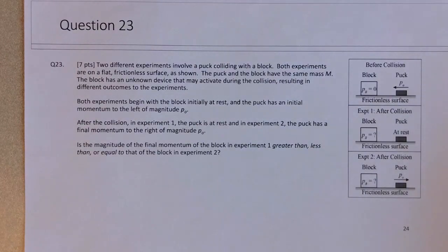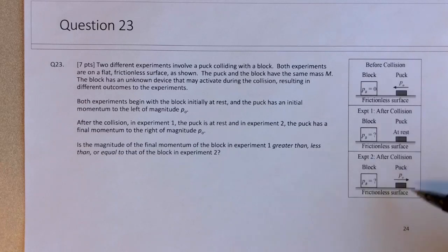So this is a good challenging question, and maybe I'll explain somewhat qualitatively first. Since it's a flat horizontal frictionless surface, there are no net forces on the puck-block system, so whatever momentum is in this system at the beginning must be in the momentum at the end. The initial momentum of the system is just the mass of the puck times the velocity of the puck, which is just p0 to the left. So in experiment 1, since the puck is at rest, the block must have a momentum of p0 to the left, so that the initial momentum equals the final momentum.